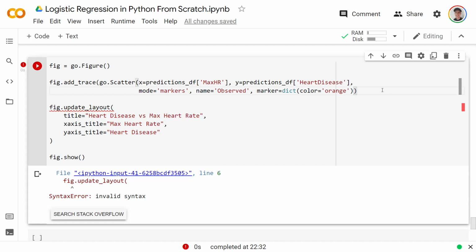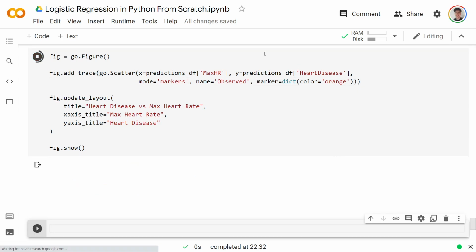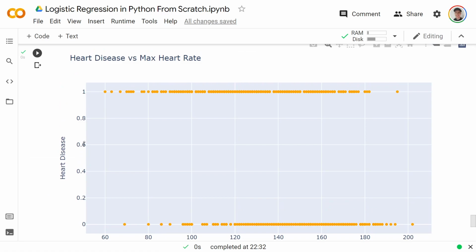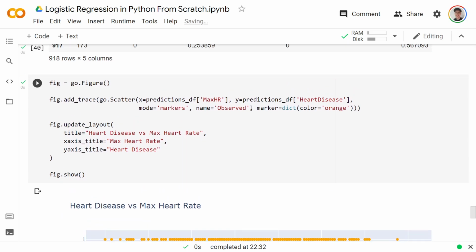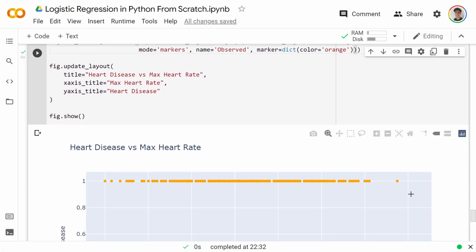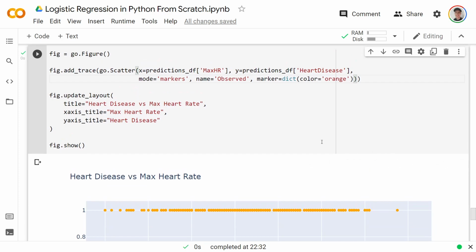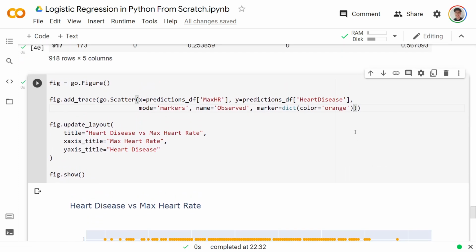In dot syntax, I probably just missed a bracket if I had to guess. And there you go. Okay, so that's in orange. That is our observed actual values there. And I'm surprised it's not giving a legend, even though I gave the name. It'll probably start getting that soon. So now I'll ramp this up a little bit quicker.